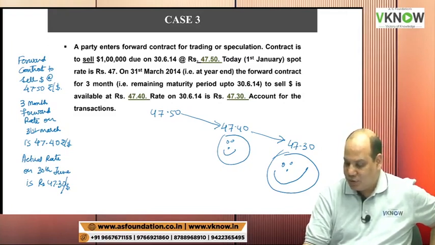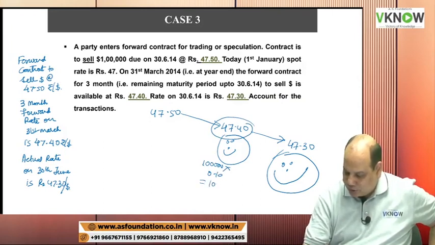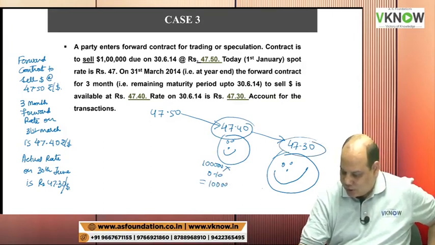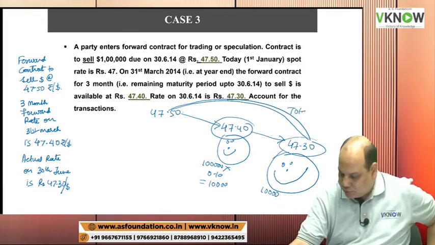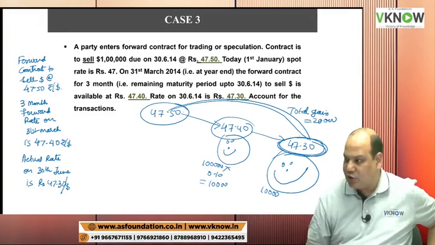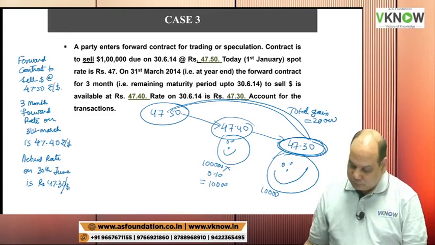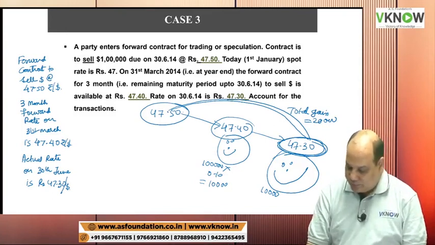Okay. So here I am making a potential gain of 1 lakh into 0.10, 10,000. Here also I am making a profit of 10,000. Same difference. And my total gain will be 20,000 rupees. Difference between these two, I will get 20,000 in my bank account when I settle it. So write down the journal entry.